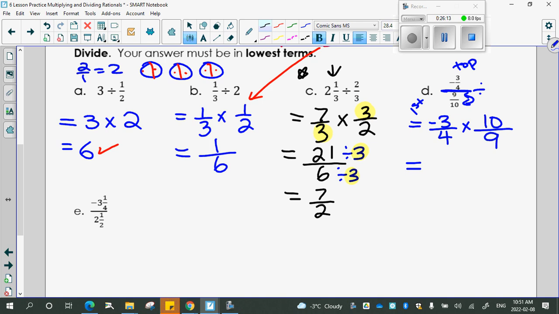So now I'm going to multiply the numerators together. -3 times 10 is -30. 4 times 9 is 36. Does that reduce? Yeah. Yep, what can I divide by? 6? Good. So -30 divided by 6 is -5. 36 divided by 6 is 6.